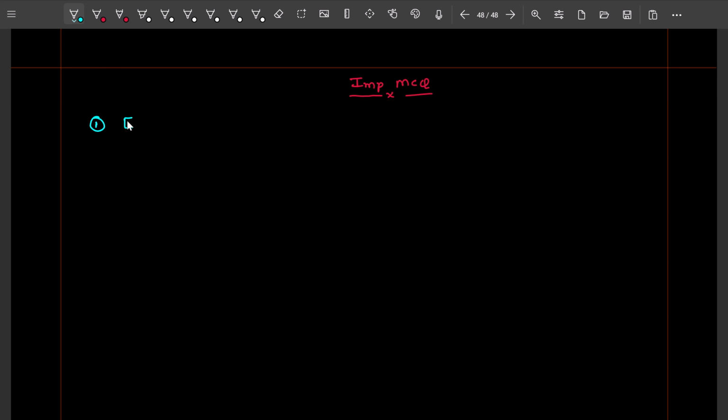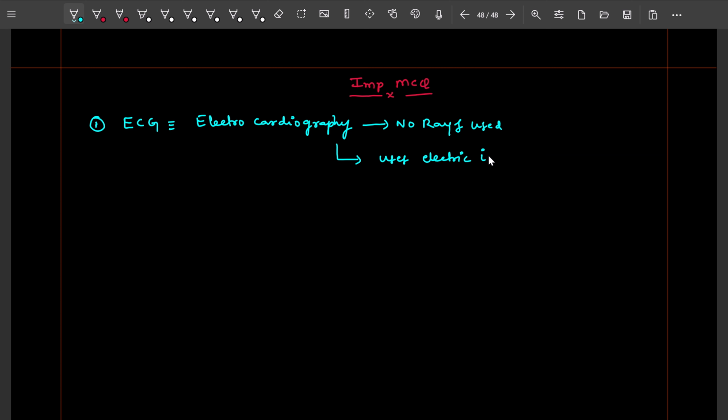ECG means electrocardiography. In this, no rays are used. It uses electric impulses.